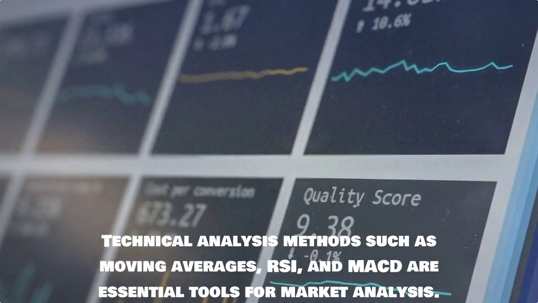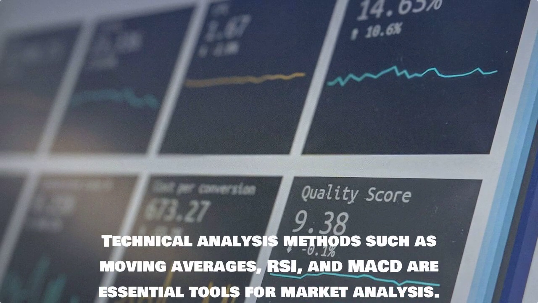Technical analysis methods such as moving averages, RSI, and MACD are essential tools for market analysis. Moving averages help identify trends and support/resistance levels. The Relative Strength Index, RSI, measures the speed and change of price movements, indicating whether a stock is overbought or oversold. Meanwhile, the Moving Average Convergence Divergence, MACD, provides insights into the strength of a trend and potential trend reversals.